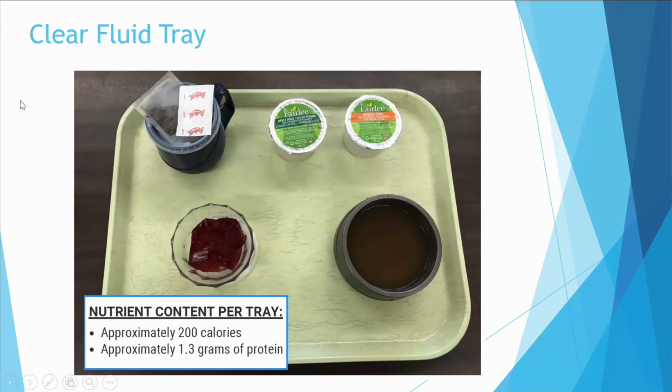So this is a clear fluid tray, just to give you an idea of the nutrient content per tray. It was very mind-blowing to us. There's only 200 calories per tray and 1.3 grams of protein in each tray. If you do the math, I don't think that's going to be anywhere near the protein and caloric requirements for surgical patients, let alone somebody who hasn't had surgery. So just be mindful of when you are keeping a patient on clear fluid, there's a rationale.